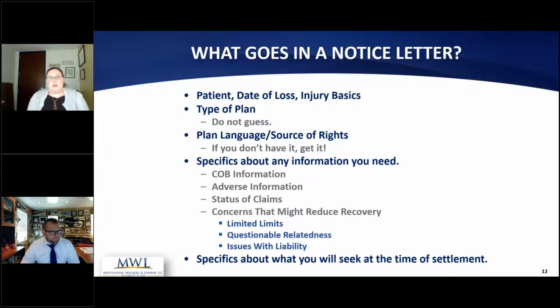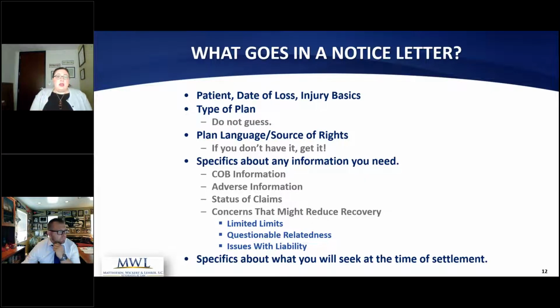So what are you putting in your notice letter? Obviously basics, make sure that the person that you're sending the letter to has enough information to tie this to something in their system. So if you're writing to an insurer, you want to make sure their claim number goes in there, the date of accident, all of that. Make sure that you are letting, especially plaintiff's counsel, know what kind of plan this is. If you are dealing with a private self-funded ERISA plan, tell them that. That said, don't guess. Don't tell them it's a private self-funded ERISA plan if you're unsure about that information, or obviously if you know it's not.